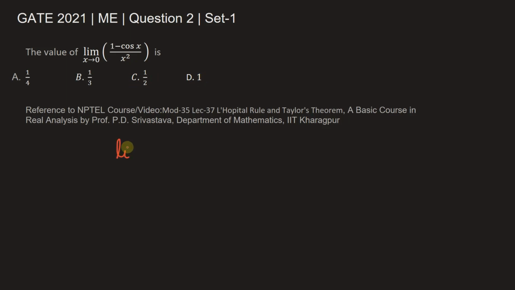and 1. If we directly substitute the value of this limit x tends to 0, (1 minus cos x) divided by x square, if we directly substitute the value, what we will get? 1 minus cos 0 is 1 minus 1, divided by 0 square, so that will be equal to 0 by 0. Now this is indeterminate form. So this type of limits can be solved using L'Hopital's rule.